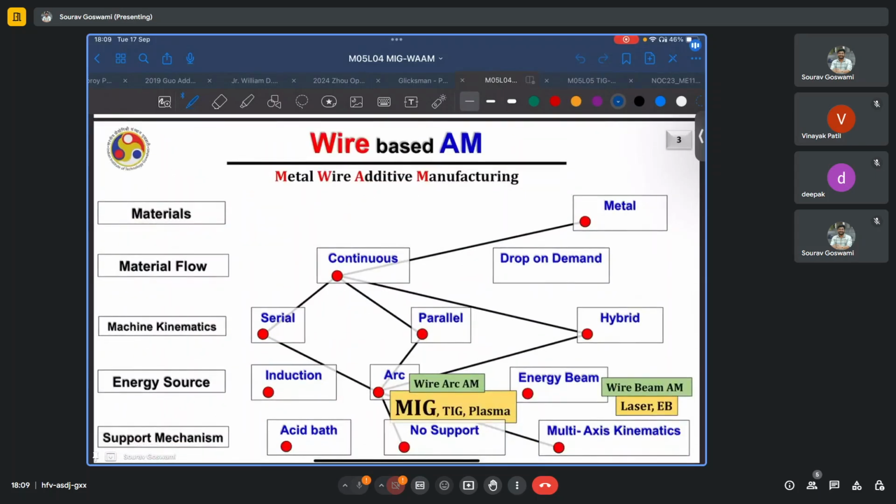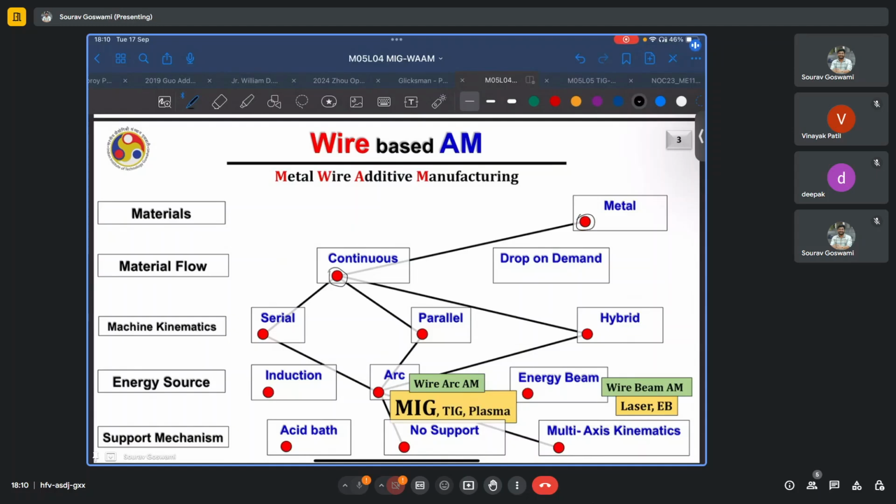Now, just like the subsystem based classification of all the AM processes that we have been studying, similarly for the case of these metal wire additive manufacturing processes, the material, as the title suggests, would be only metal, and the flow in this case is also predominantly of continuous type.